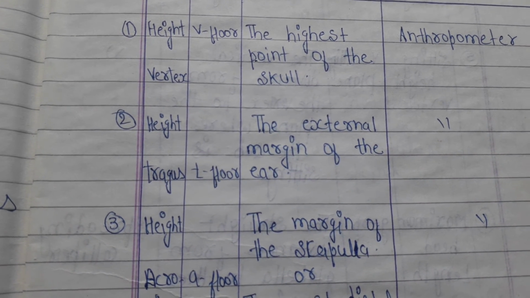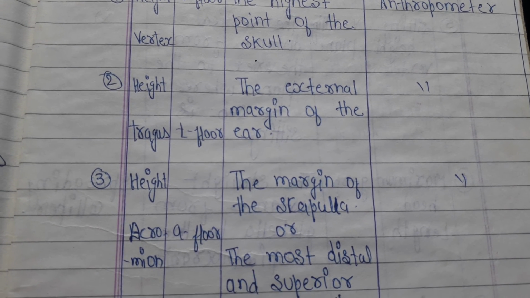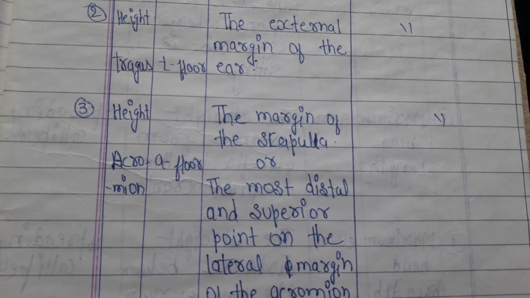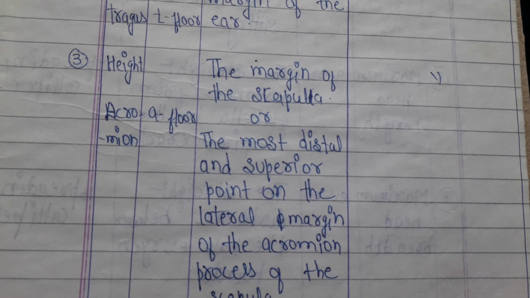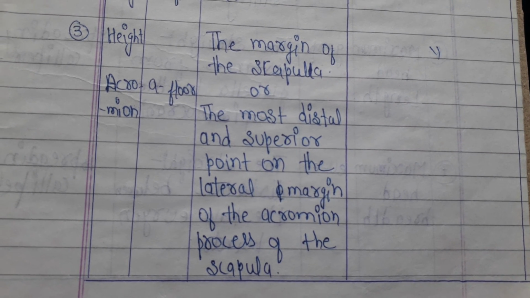Height vertex, the highest point of the skull. Next, height tragus, the external margin of the ear. Next, height acromion, the margin of the scapula: the most distal and superior point on the lateral margin of the acromion process of the scapula.